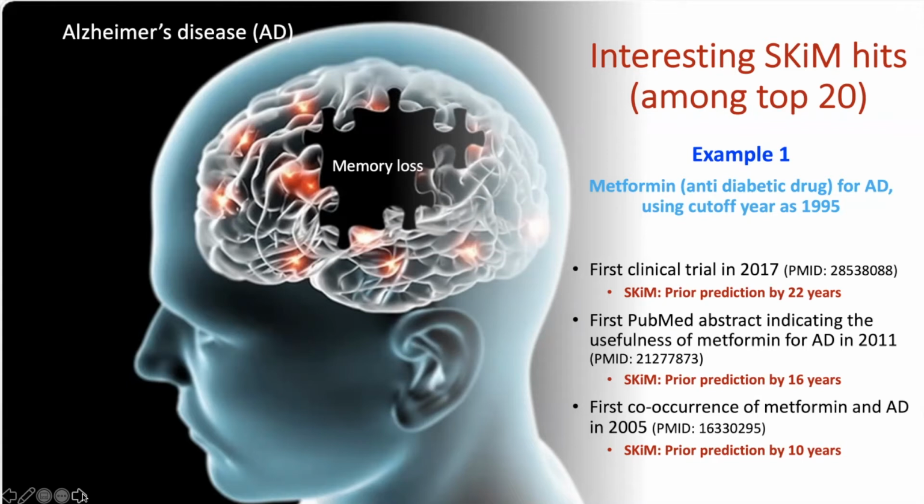The first PubMed abstract indicating the usefulness of metformin for Alzheimer's disease was published in the year 2011. This means SCIM advanced the discovery by 16 years. The first co-occurrence of metformin and Alzheimer's disease happened in the year 2005, which means SCIM advanced the discovery by 10 years. So it is very much possible to predict a discovery well in advance.